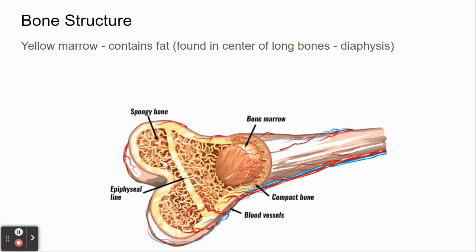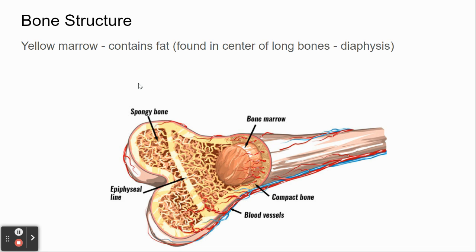So some of the other stuff that you'll see here, the yellow marrow. Yellow marrow is going to be part of what you'll find in the diaphysis of the bone. It's going to be the fatty material, and that yellow marrow is going to be responsible in terms of production of a few blood cells. But it is also a good spot to find a little bit of fat storage. So it is going to be important in terms of storage as well.